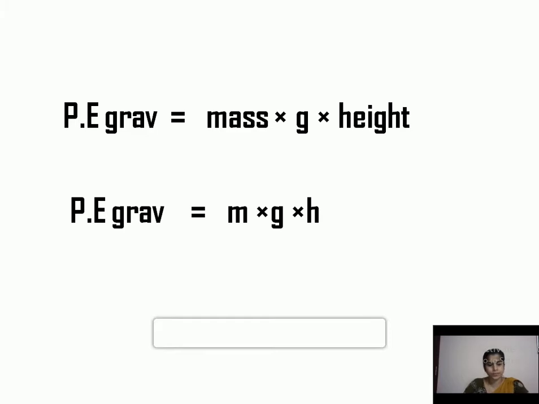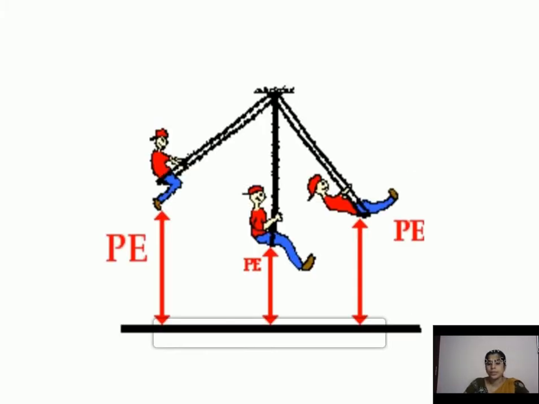To determine the gravitational potential energy of an object, a zero height position must be arbitrarily assigned. Typically, the ground is considered to be the zero height position. But this is merely an arbitrarily assigned position that most people agree upon.